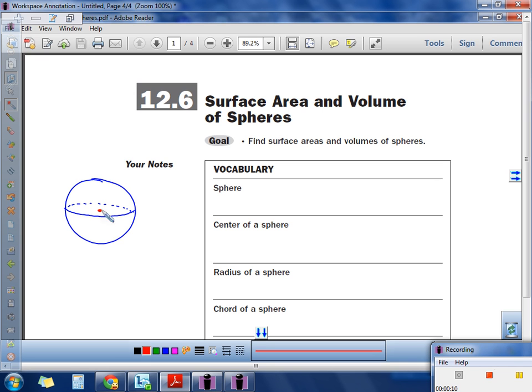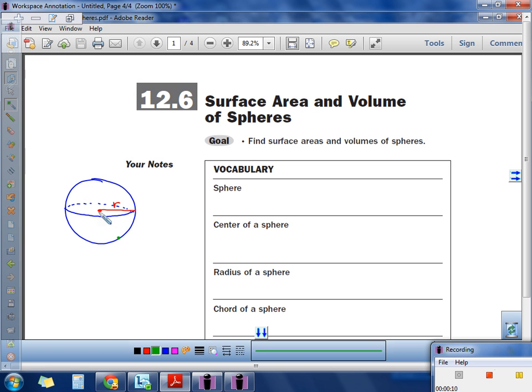And our radius is very similar to a circle. It goes over to the edge of the shape. That would be our radius on that shape. We also can have a chord of a sphere, and we've talked about chords. A chord is any segment that goes from one side of the circle to the other. On the sphere, it's similar. It starts on one side and goes to the other.